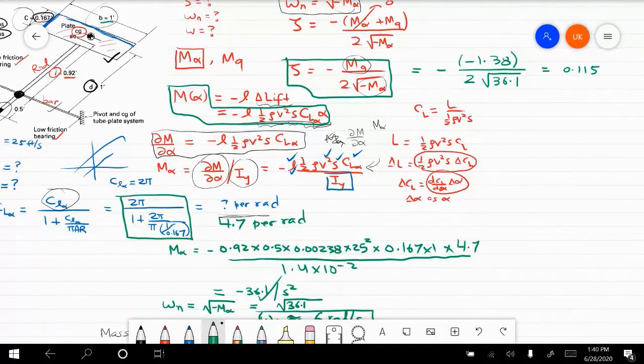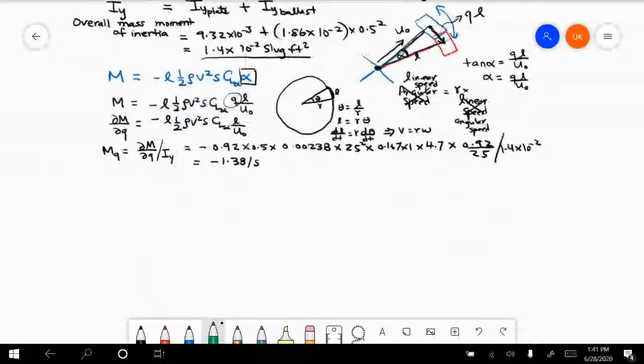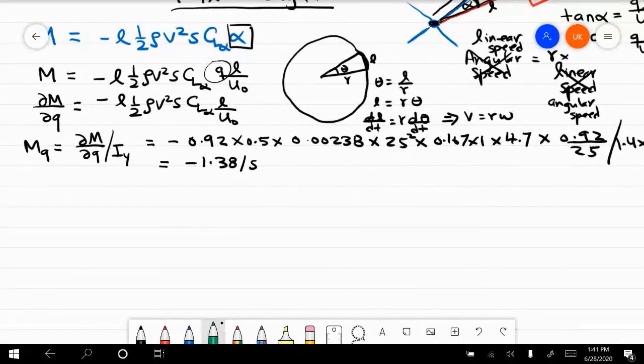So in this way you can find the value of both the damping ratio and the natural frequency. So let's note these values first, the values for the two things that we wanted to calculate. So we found that the natural frequency is equal to around 6 radians per second, and we found that the damping ratio is equal to 0.115.